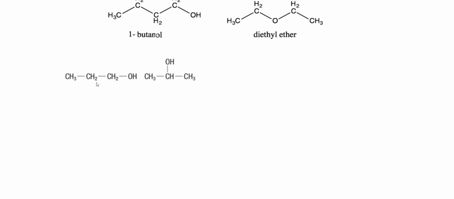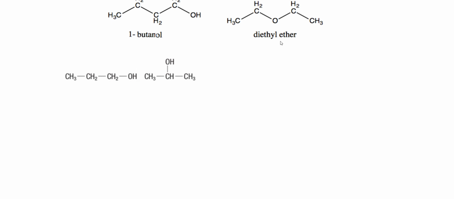Here you have, for example, this one is propanol, 3 atoms of carbon and the alcohol group, but this is also propanol, but the alcohol group is in carbon 2. Then this is 2-propanol, while this one is 1-propanol.